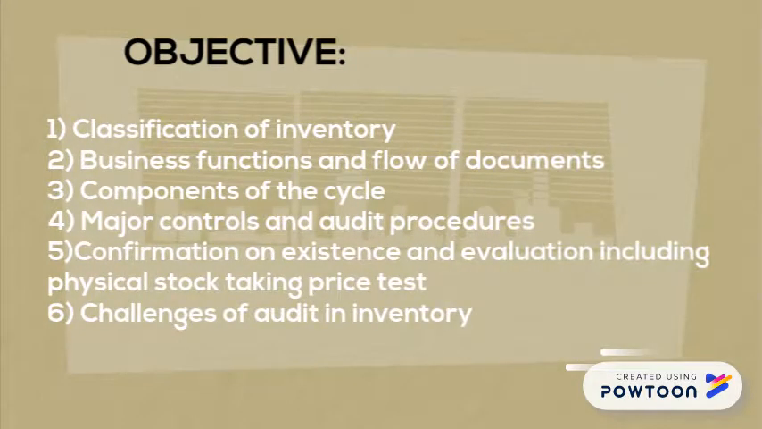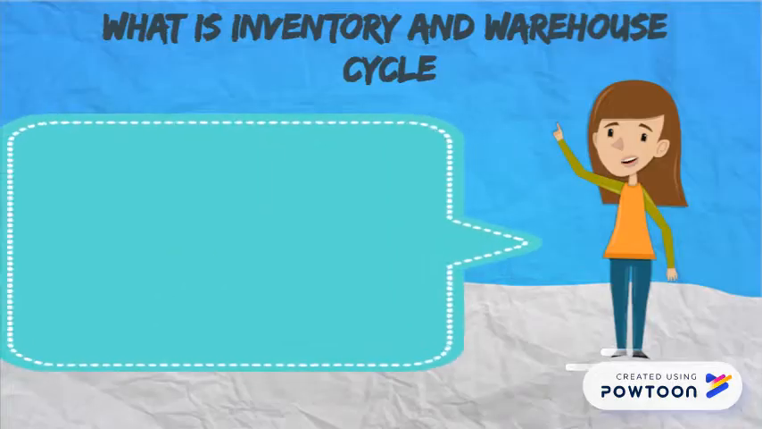Objective of inventory cycle, classifications of inventory, business function and flow of document, components of the cycle, major control and audit procedures, confirmation on the existence and evaluation including physical stock, taking price tests, challenges of audit in inventory.